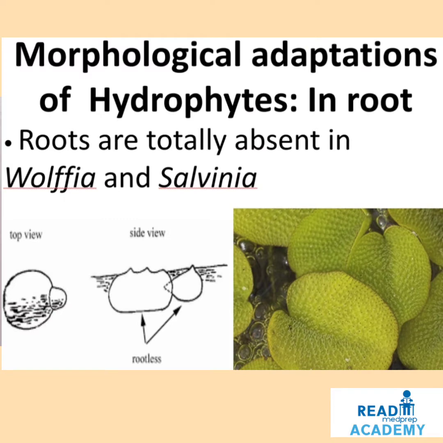What are the morphological adaptations of hydrophytes? In some, the roots are totally absent. Example, in Wolfia and Salvinia. You can see the image on the left side, which is Wolfia, which does not have roots, and the leaves float on the surface. On the right side, you can see the leaves of Salvinia floating on the surface.